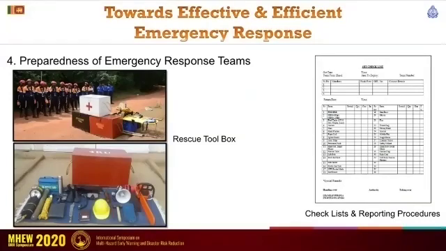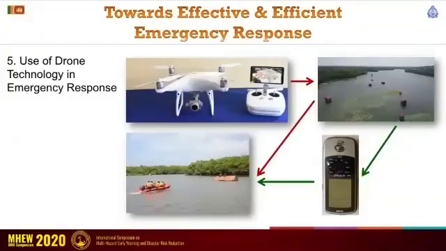And we have certain checklists and reporting procedures. Checklists are very much important. They contain the contact details, the items the rescue teams carry, and what other areas are deployed. And for the reporting procedure, normally after every 4 hours, we send a situational report to the operation rooms and the headquarters. Then use of drone technology in emergency response operations.